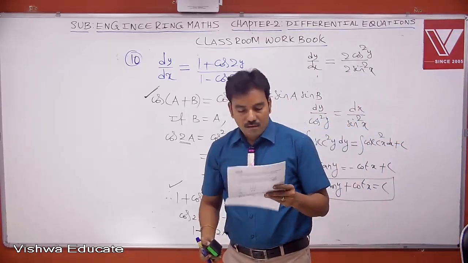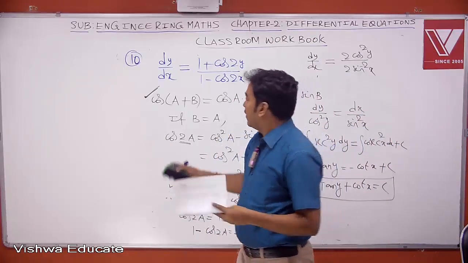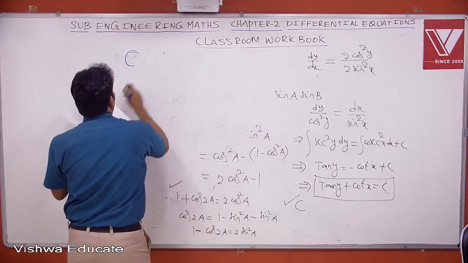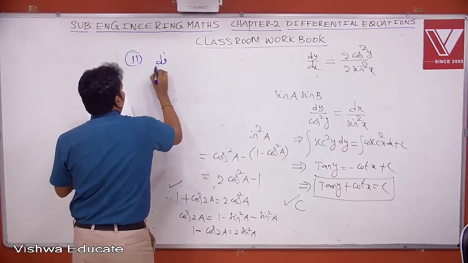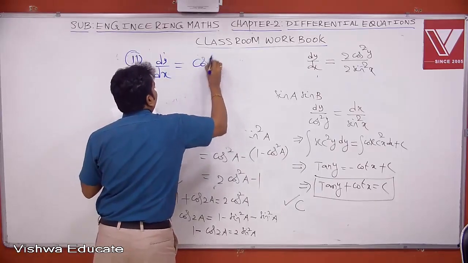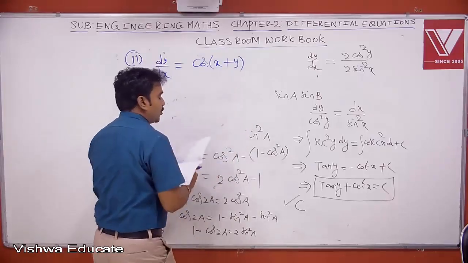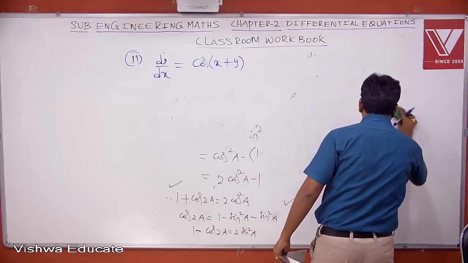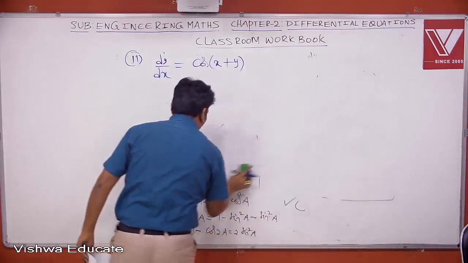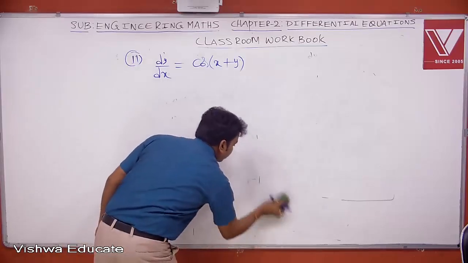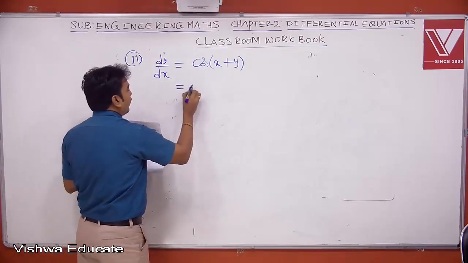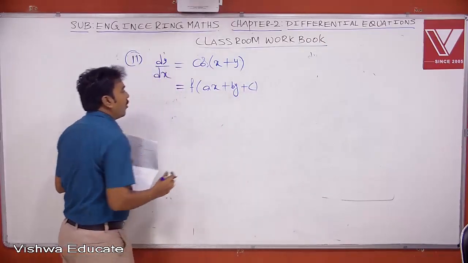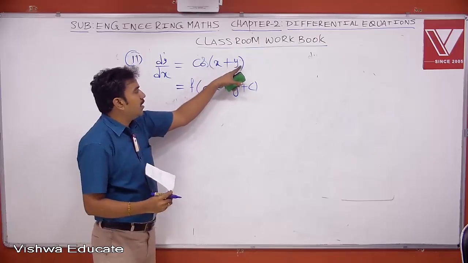Is this clear? Now we move to question number 11. The general solution of dy by dx equal to cos of x plus y, options are given. Now you can see it is in the form dy by dx equal to f of ax plus by plus c. It is in the form f of ax plus by plus c. a value 1, b value 1, c value 0.